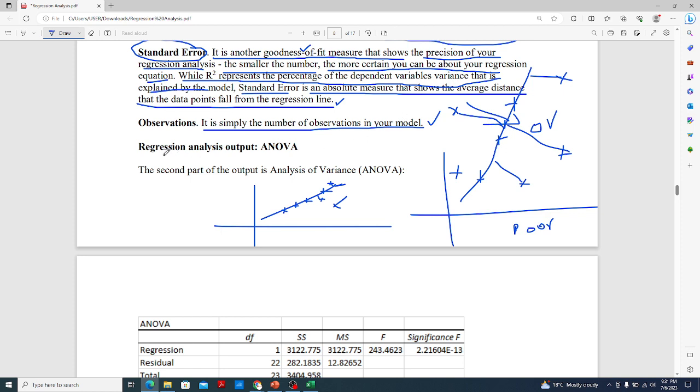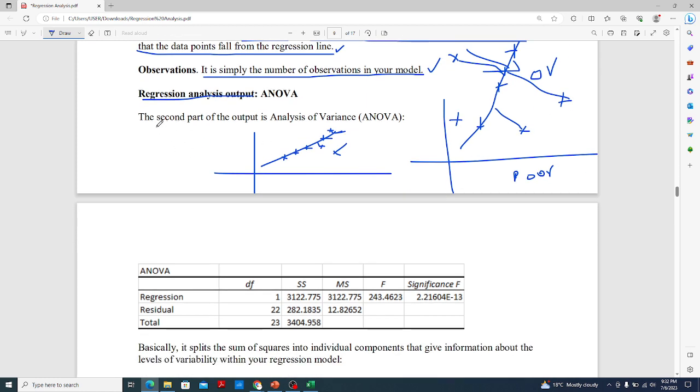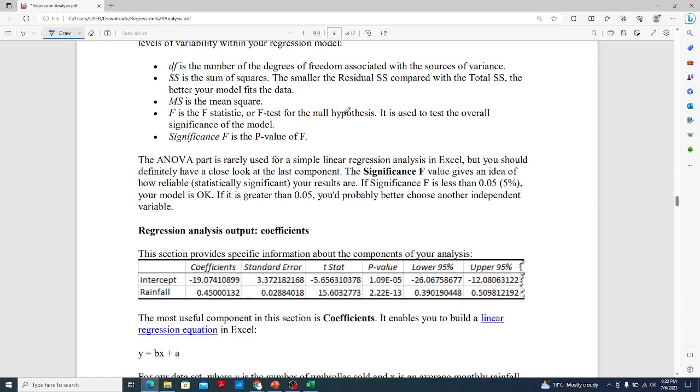Then we have the regression analysis. The second part of the output is the analysis of variance. I want us now to check the analysis of variance.